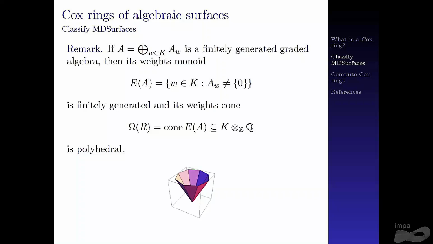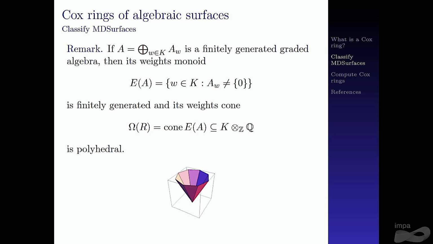Well, we can also associate to this algebra a cone, which is just the cone generated by this monoid inside the vector space associated to the rational, or even the real, vector space associated to K. And of course, since the monoid is finitely generated, this cone will be polyhedral. So it will be generated by finitely many rays, as you see in the picture in the three-dimensional case.